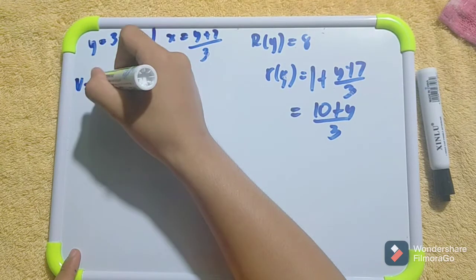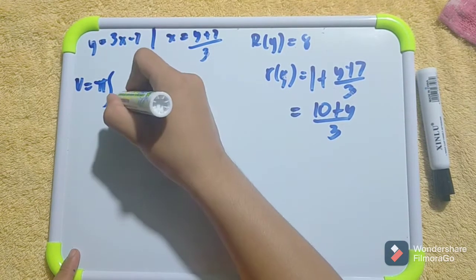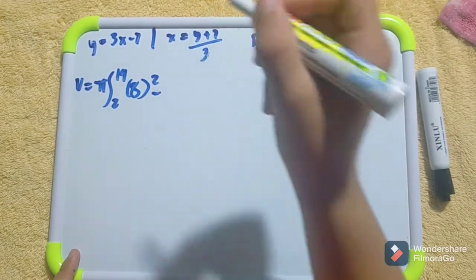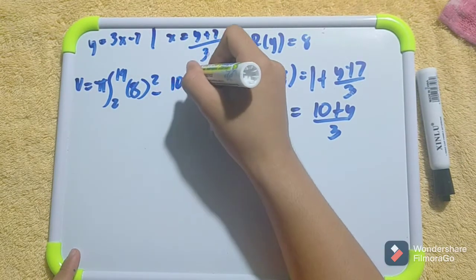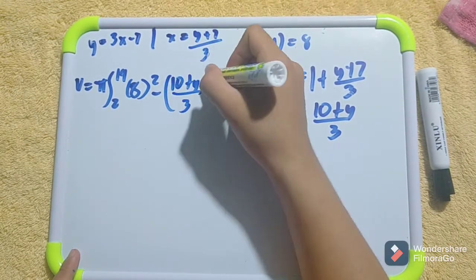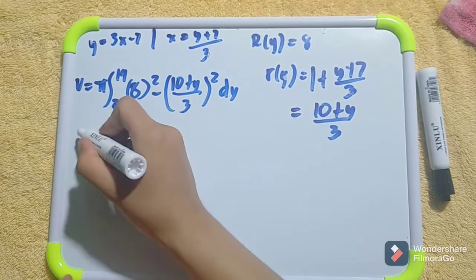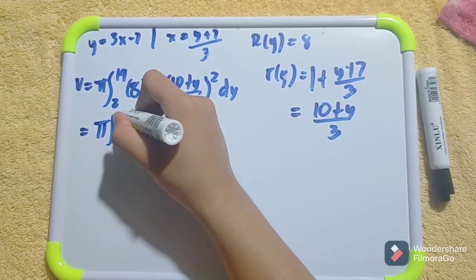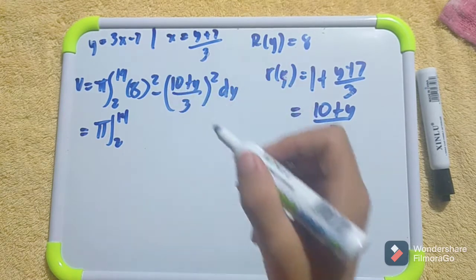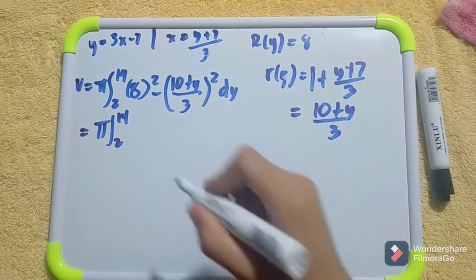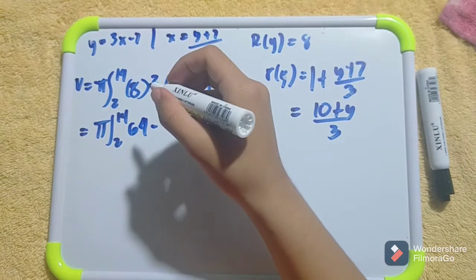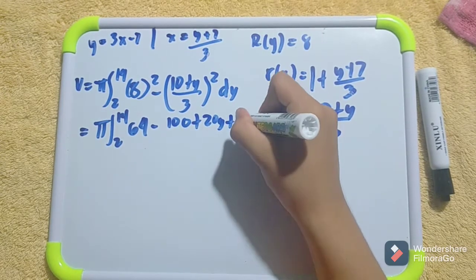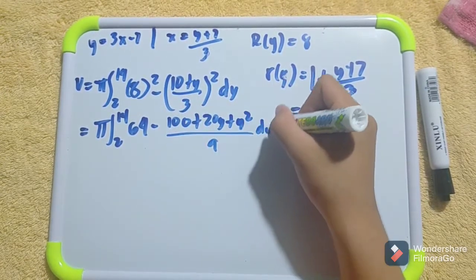So, the volume is equal to pi times the integral from 2 to 14. Yung outer radius natin is 8 squared minus ((10 + y)/3) squared dy. So, madali lang siya i-integrate. Pi times the integral of 2 to 14, 64 minus (100 + 20y + y squared)/9 dy.